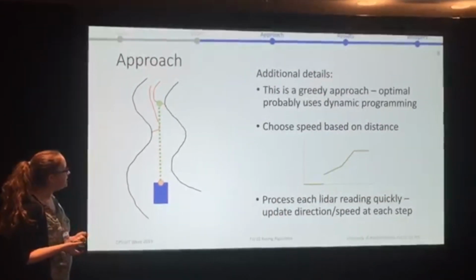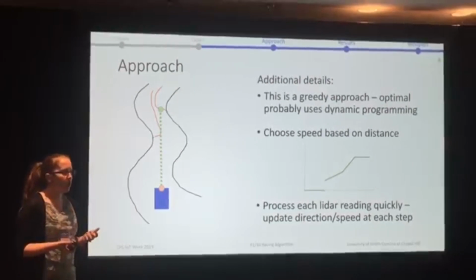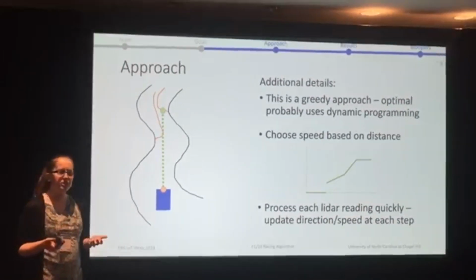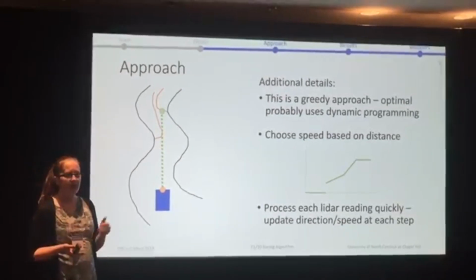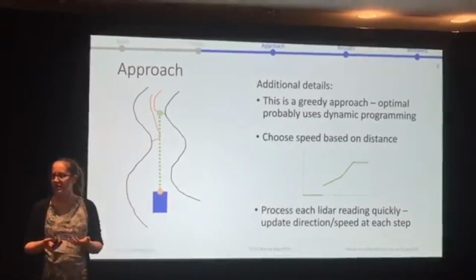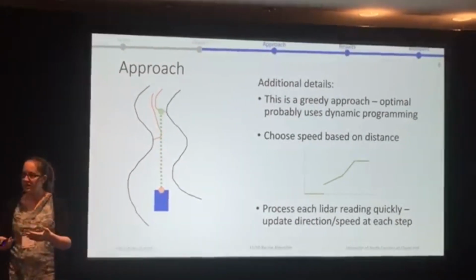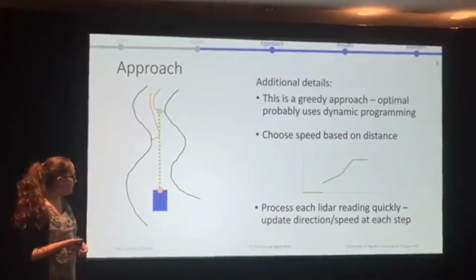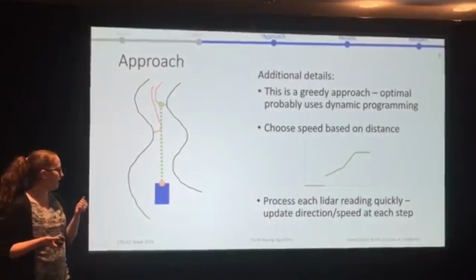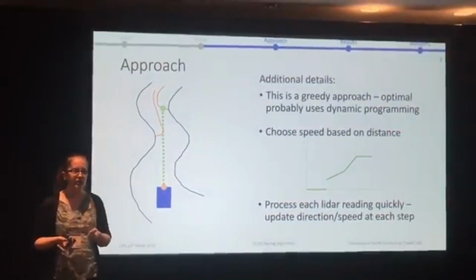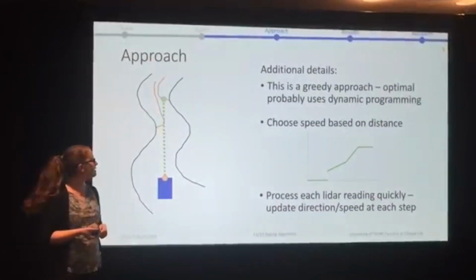A couple other details: it is greedy, so we might not always be making the best decisions, but we're very close. We choose our speed based on distance, and we have a piecewise linear function to determine the speed based on the furthest distance that we see. And again, it's a very, very quick processing. One of our goals was to use every LiDAR reading and process fast enough.